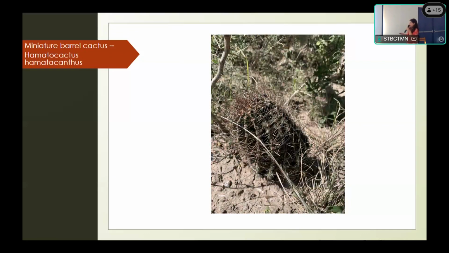This is, I think, a miniature barrel cactus, Hamatocactus hamatacanthus. And this is actually out at Laguna Atascosa, the Delaney tract, which I'm going to be doing some work in, monitoring some reforestations. This one is just right along a levee that's in between like two areas of reforestation. And it was just right there. That thing has to be like decades and decades old.